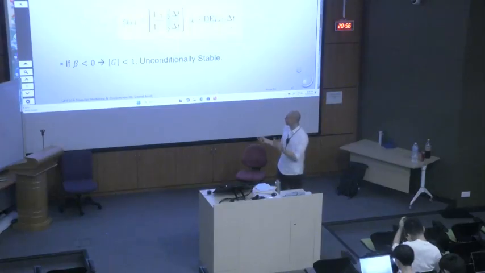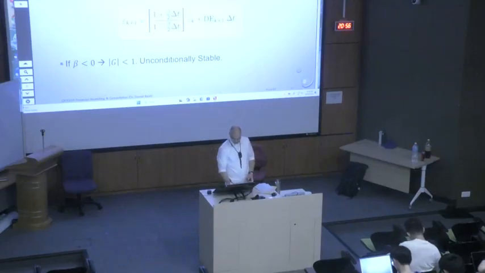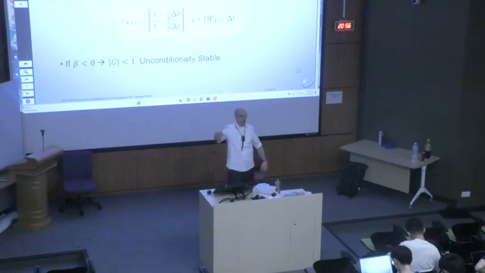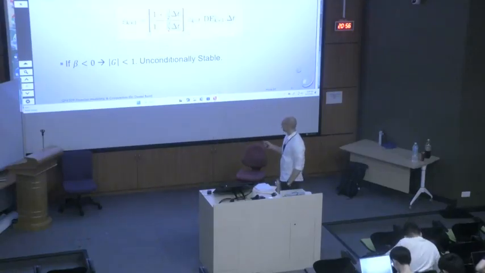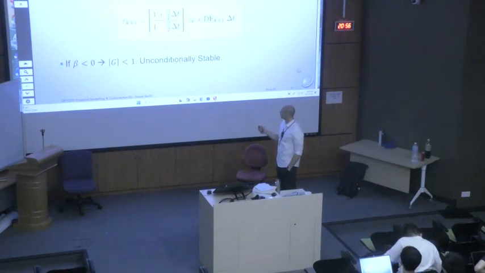Compute the dynamics for this error term and find that this error term, again, this is G, of course, the growth rate at which the error amplifies in each round, has this form. And again, if beta is smaller than 0, this will always be smaller than 1.